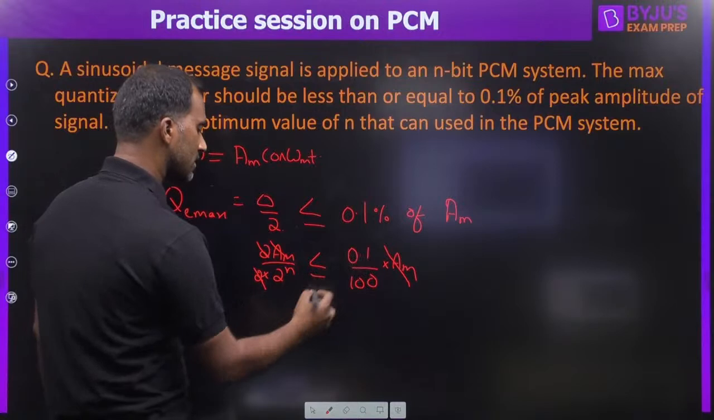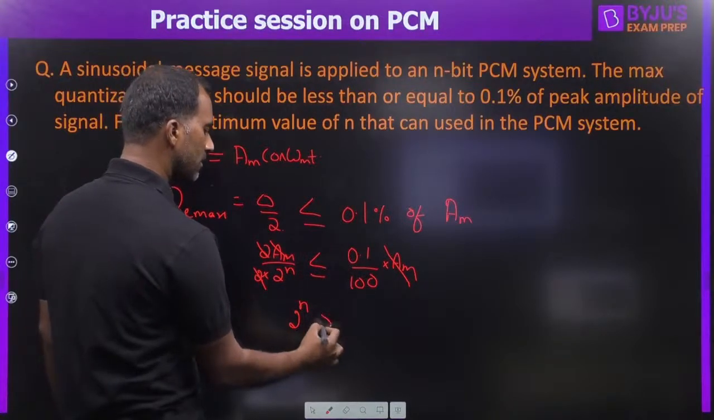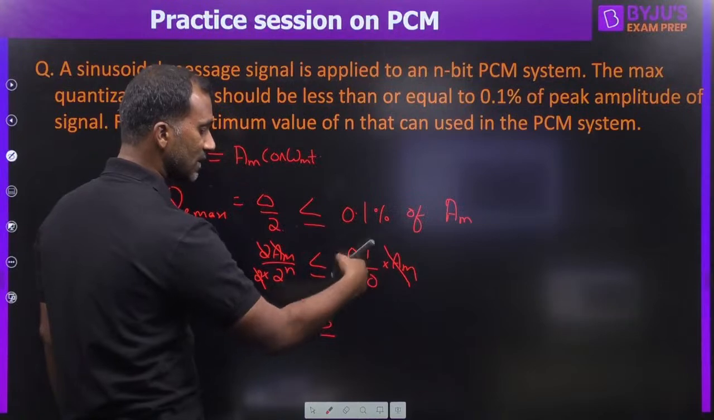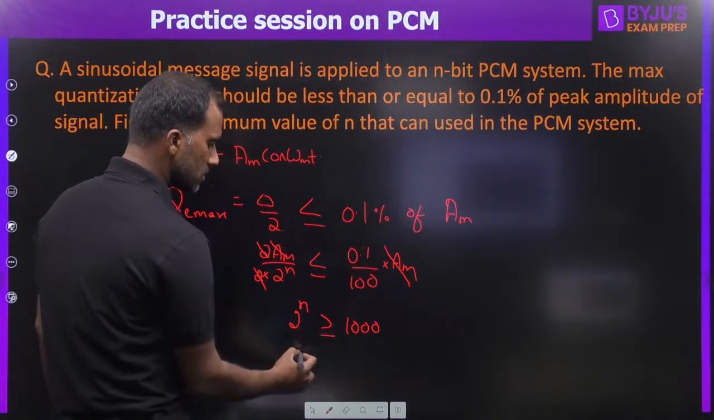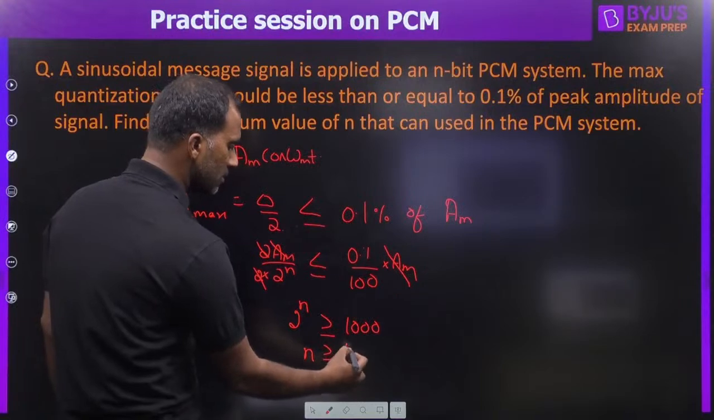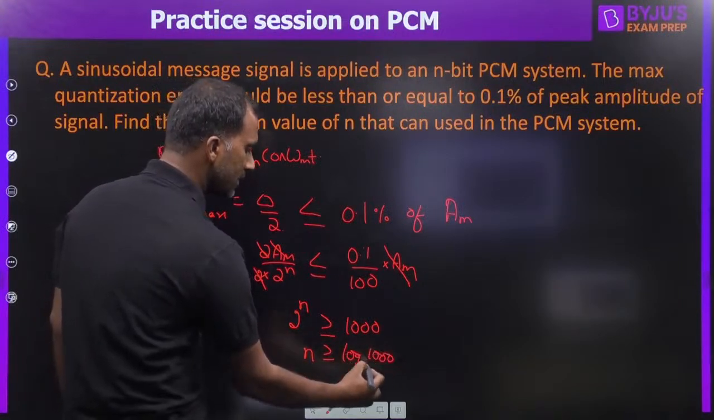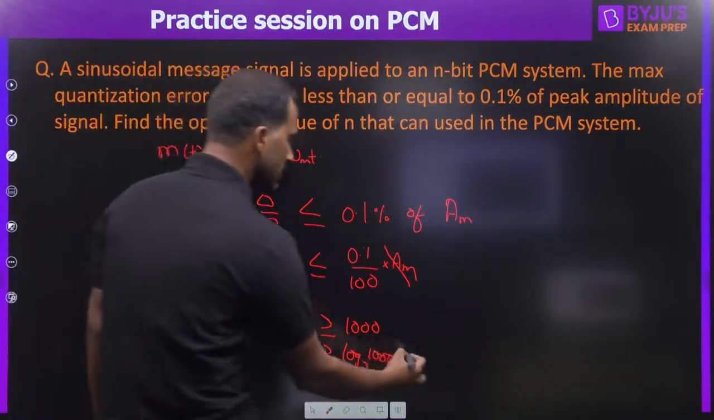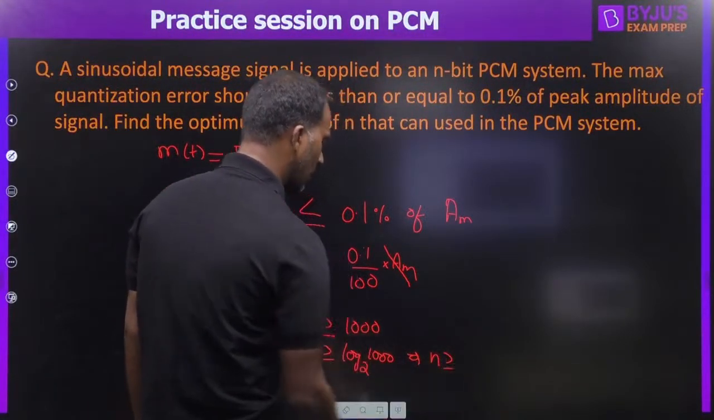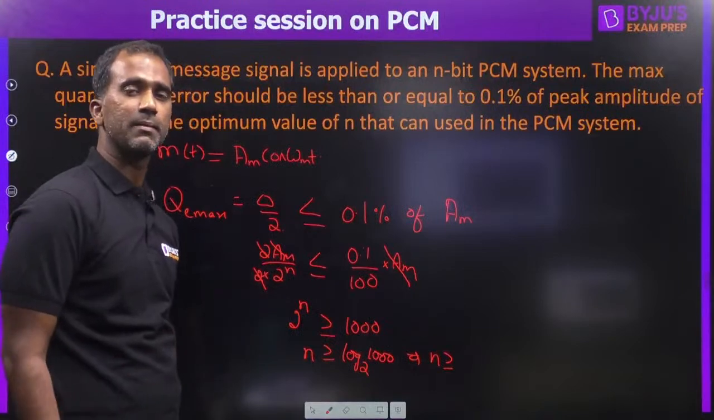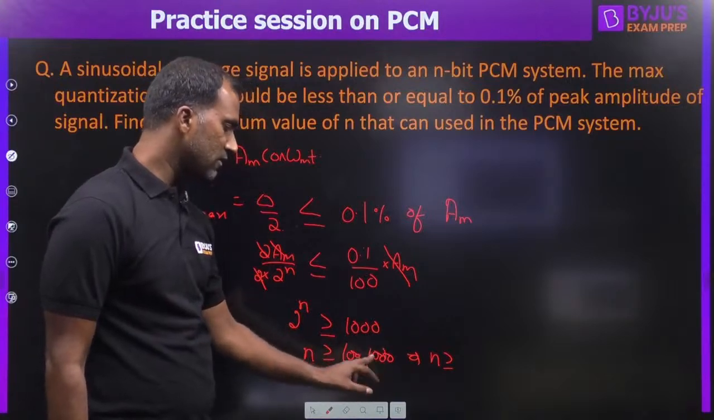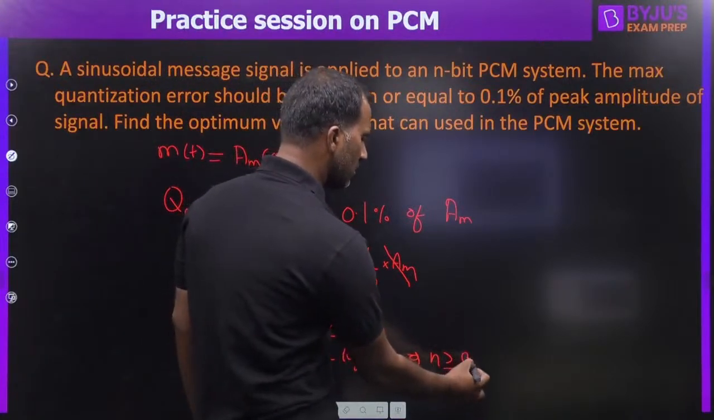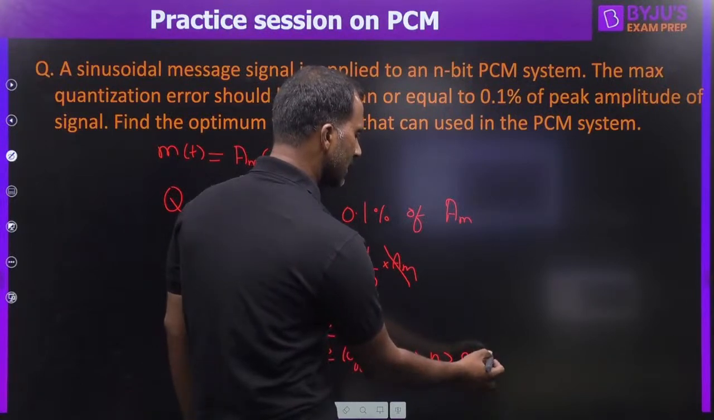So 2 power n onto the other side and 1000 into this side, 2 power n greater than this 0.1 with 100 together, it will become 1 by 1000. So it becomes something like this. So 2 power n is greater than or equal to 1000. It means n should be greater than or equal to log 1000 to the base 2. So which is, we know 1024. 1024 can be written as 2 power 10, right? But it's not 1024, it's less than that, which means it is somewhere around 9.9 or something like that.